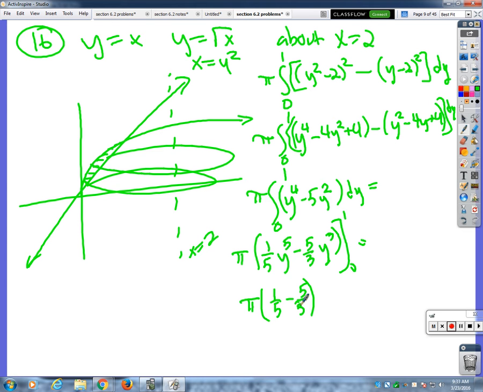Let's see if I set that integral up correctly first. Well, your top equation is correct. Oh, they have those switched. They have 2 minus y squared, squared, minus 2 minus y squared. But it shouldn't matter, because if you FOIL 2 minus y squared, you get 4 minus 4y squared plus y to the 4th. So it doesn't matter. So that's correct.